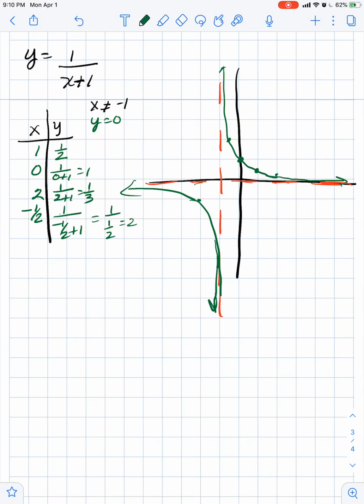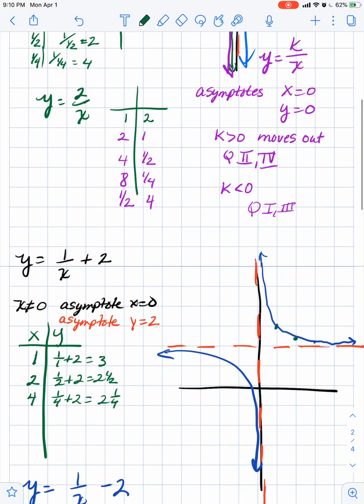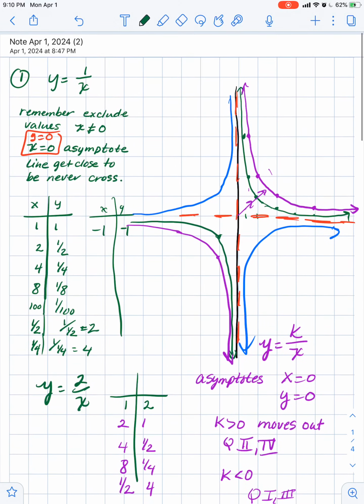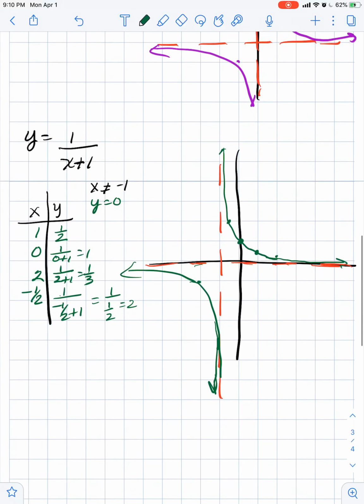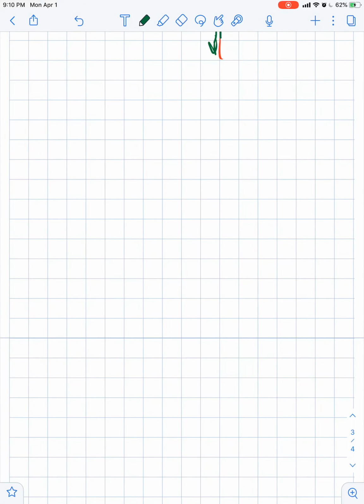So let's just go back in and look at what we've got. So notes: if this is my basic graph, my asymptotes are y equals 0 and x equals 0. So let's make a little table here. Okay, I'm going to scroll back here. So equation: if it's y equals 1 over x, my asymptotes are x equals 0 and y equals 0.